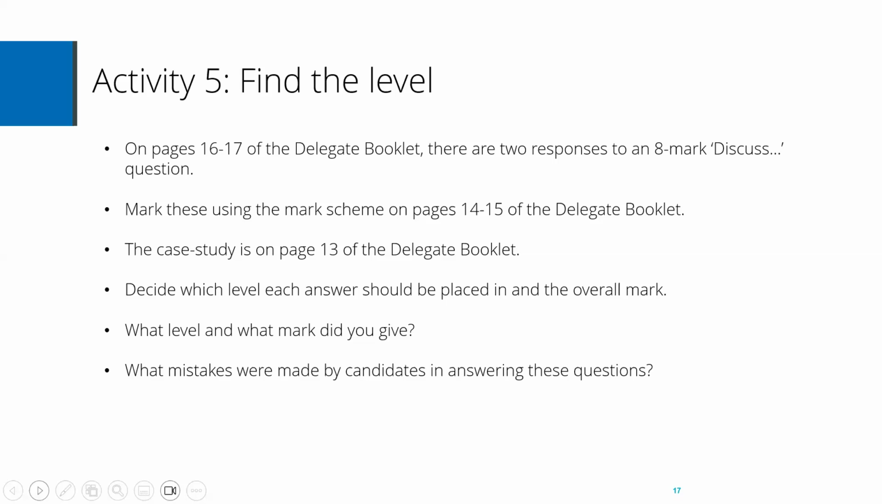We have got 2 answers to mark for the discuss question. Okay, 2 answers to mark for the discuss question. So let's have a go at that. And if you can put into the question and answer pod the marks that you have given for each of the 2 exemplars.